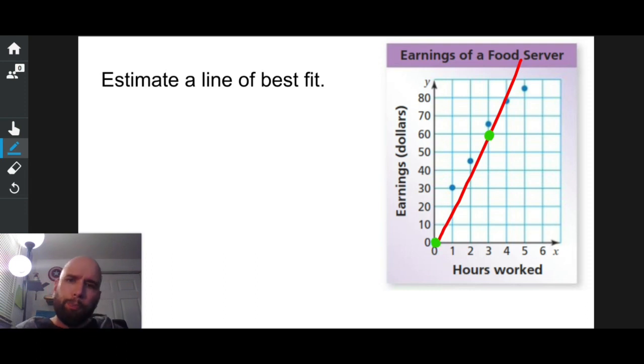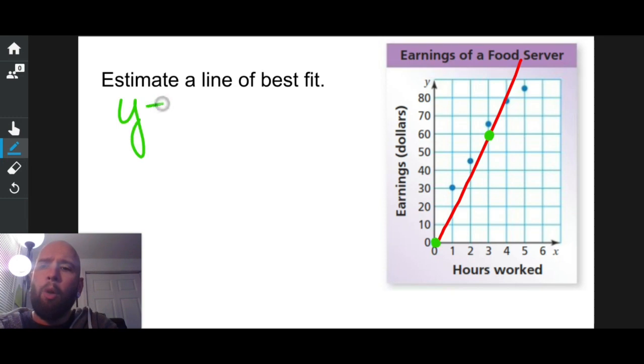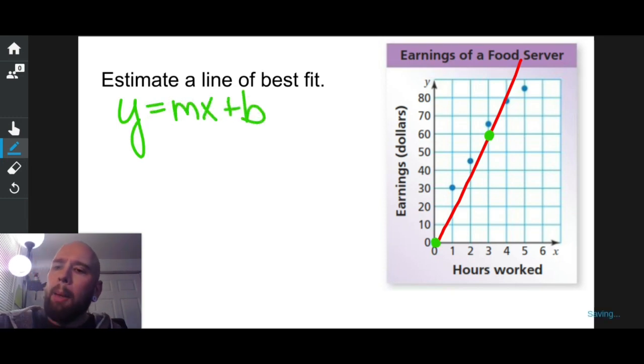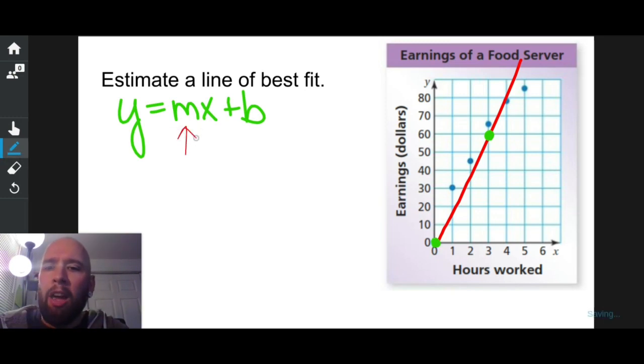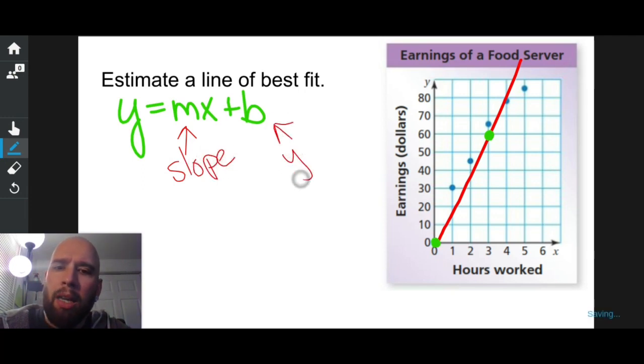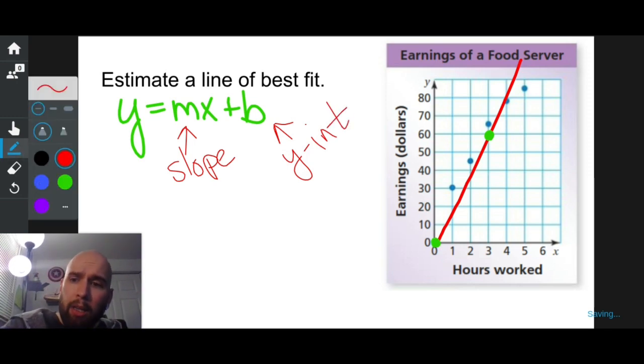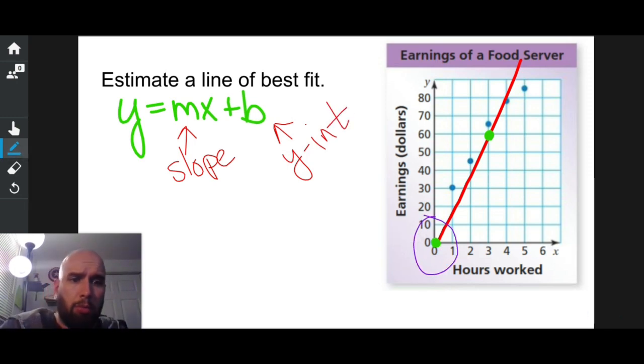Now remember, a line is going to be in slope-intercept form. Y equals mx plus b, where m is the slope and b is the y-intercept. So I have my slope there, and I have my y-intercept there. Okay? My y-intercept is 0. That makes sense because if I don't work any hours, I'm not going to make any money.